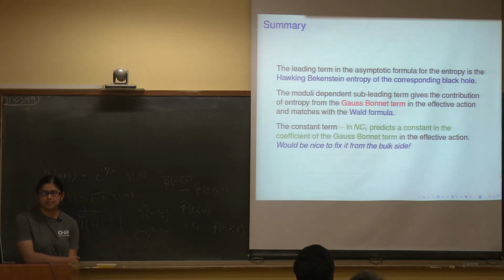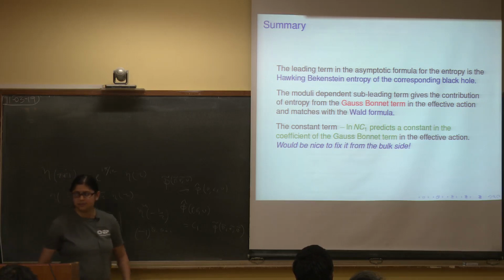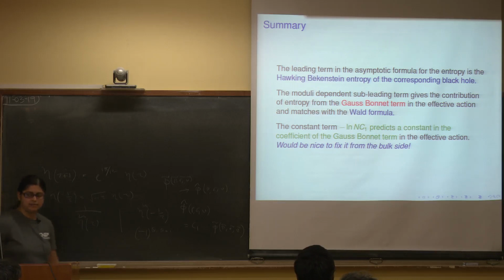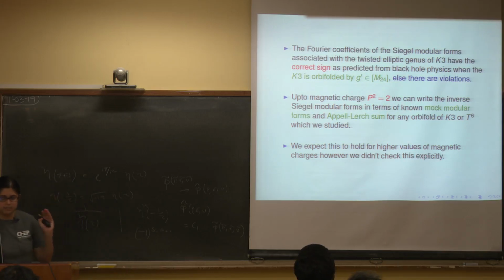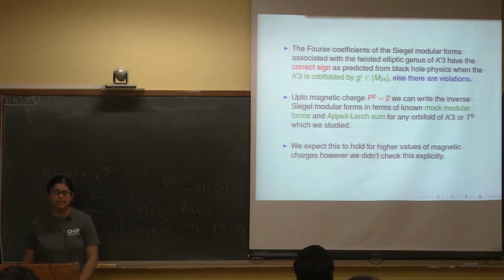The leading term for the asymptotic formula for the entropy comes from the Hawking-Bekenstein entropy of the corresponding black hole. The modular dependent subleading term gives the contribution to the entropy from the Gauss-Bonnet term in the effective action, and for the constant in the coefficient of Gauss-Bonnet that is predicted, we are not yet able to fix it from the bulk side. The Fourier coefficients of the Siegel modular forms associated with the twisted elliptic genus of K3 have the correct sign as predicted from black hole physics by Sen, but for those which do not belong to this M24 symmetry or are not on K3, we have actually seen some violations.